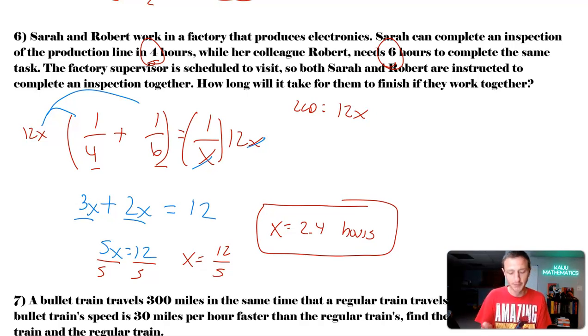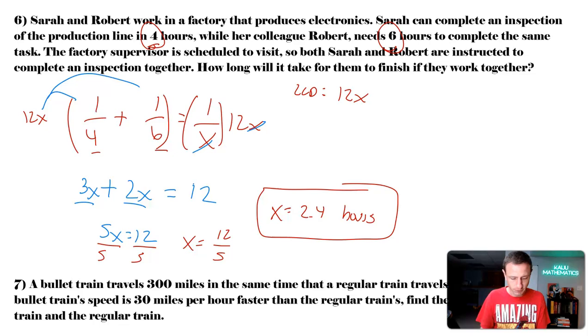Sounds logical. If we got an answer like 8 hours, that wouldn't make sense. Why would two people doing one task take longer than either of them completing the task by themselves, you know? So just think about logic there. So 2.4 hours would be the answer.